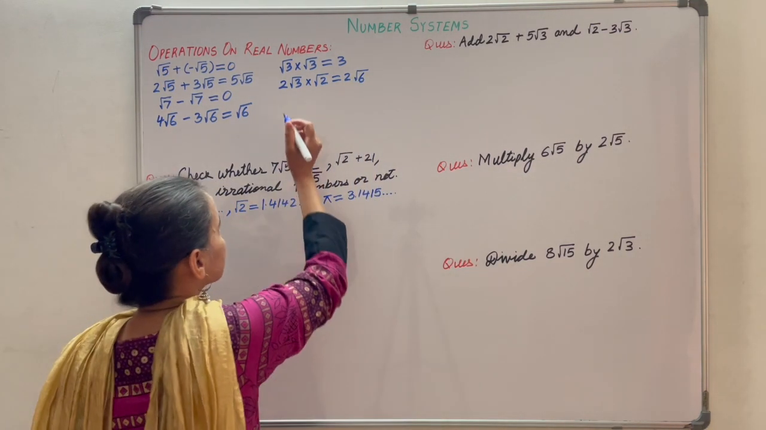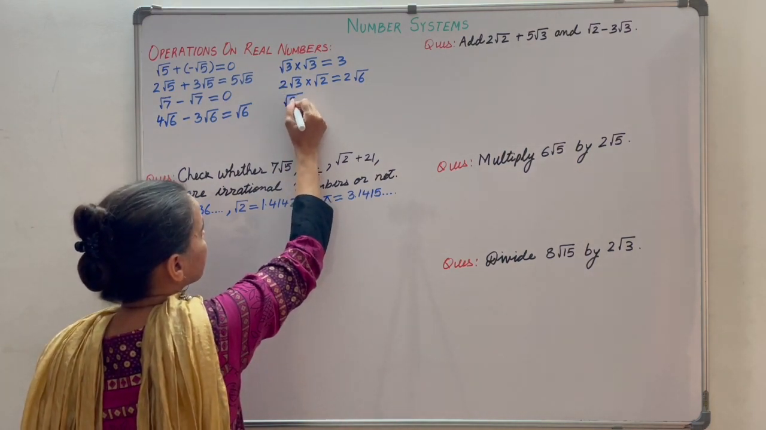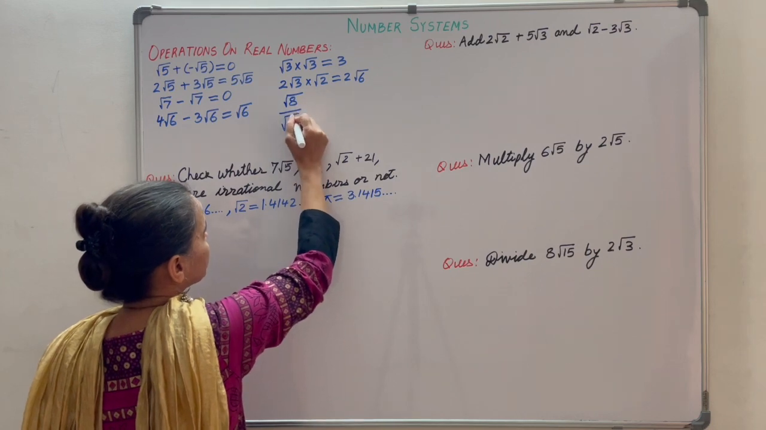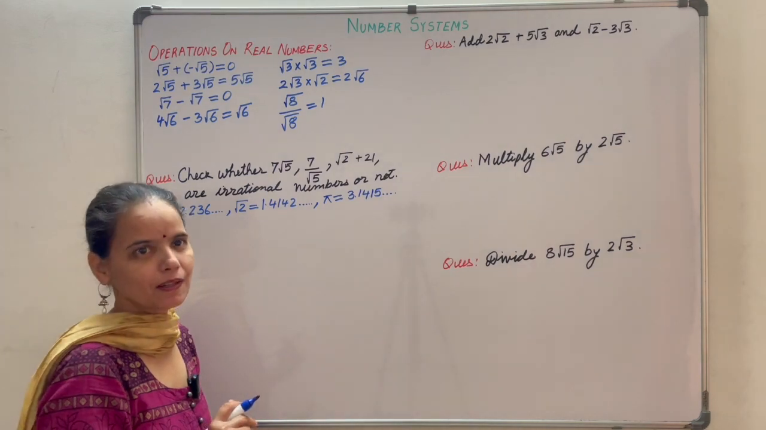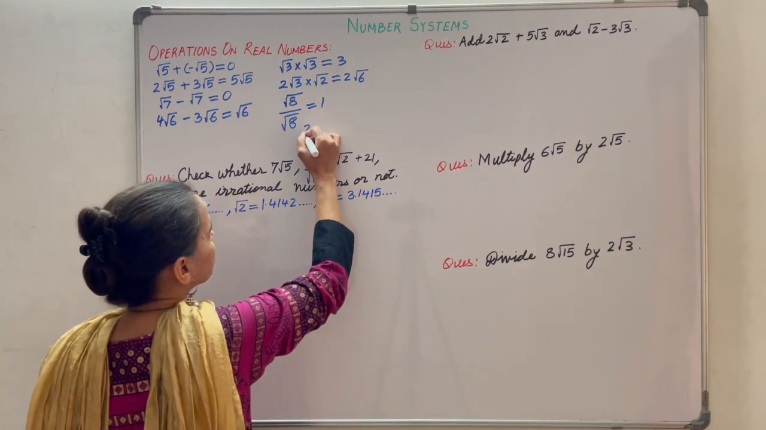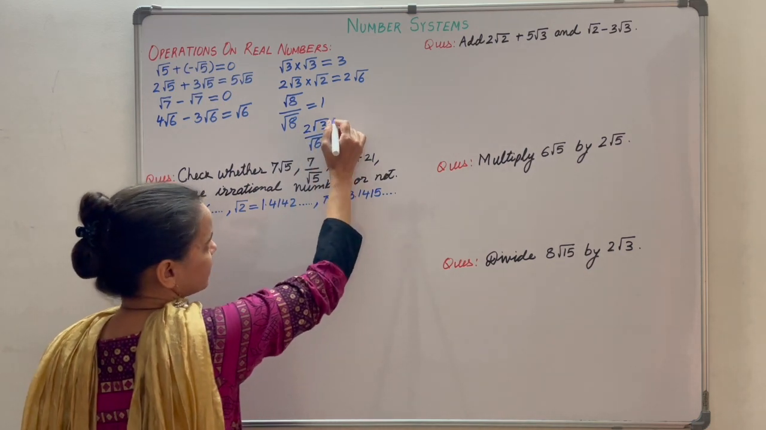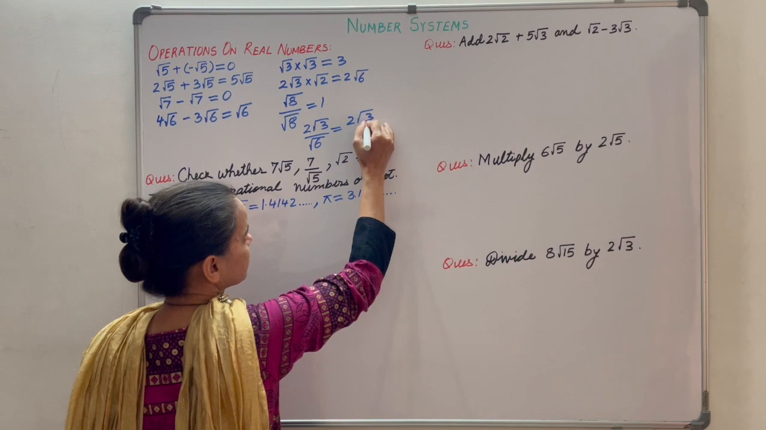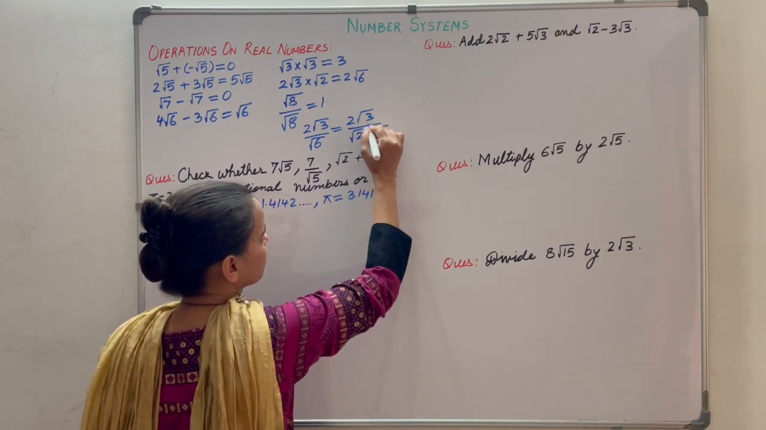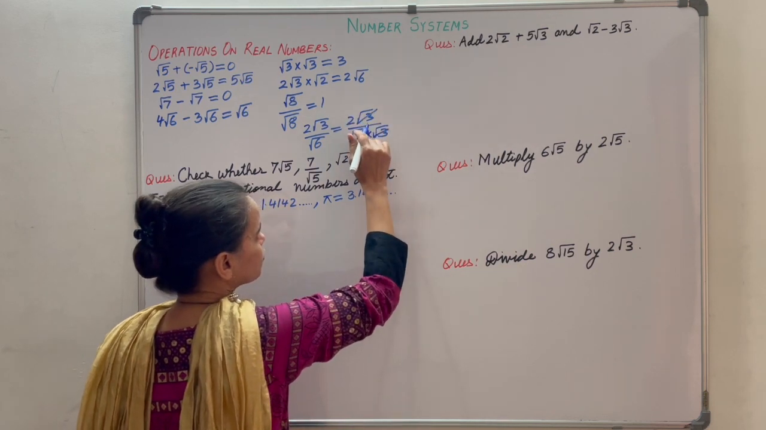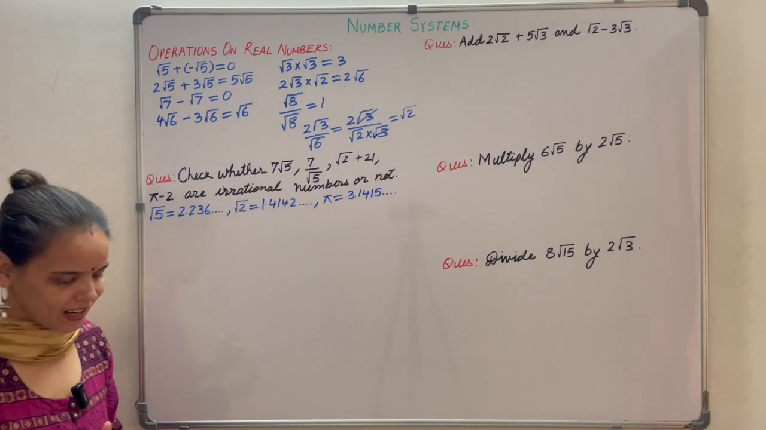Let me write down some more examples. This time I'll write down on division. Suppose you have root 8 and if you divide this by root 8, what do you get? 1. This is a rational number. But if I divide 2 root 3 by root 6, I will rewrite this as 2 root 3 over root 6. Root 6 I will write as root 2 into root 3. So this will be cancelled. When you divide 2 by root 2, you will get root 2. This is an irrational number.